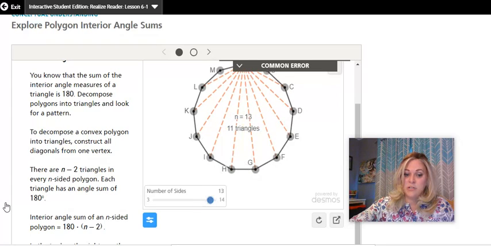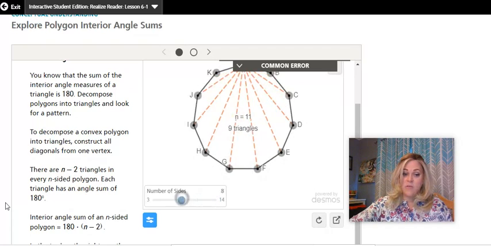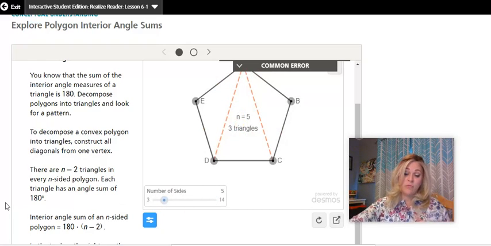And it gets closer and closer, looking like a circle, the more sides you get. But it's asking you, what do you notice about this relationship? Hopefully you notice that whatever the number of sides is right here, you take the number of sides minus 2. See, the difference is 2. The whole time, the difference was 2. Hopefully you'll see that there are always 2 fewer triangles than there are sides.